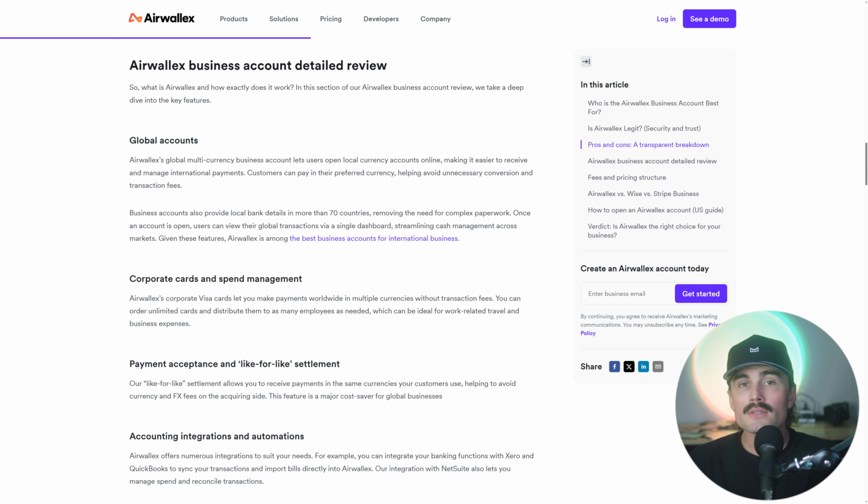Who Airwallex is actually for. So based on the strengths and the gaps, here's where I think Airwallex makes sense and also where it doesn't. Airwallex is genuinely a strong fit if your SaaS has meaningful revenue or expenses in multiple currencies. The threshold is roughly 20 to 30% of your business in non-home currency transactions. Below that, the savings on foreign exchange fees probably don't outweigh the operational overhead of using a fintech instead of a normal bank. But above that, the math starts working in your favor quickly.